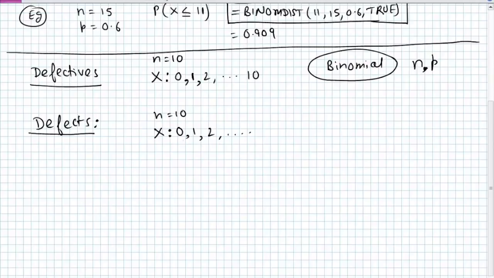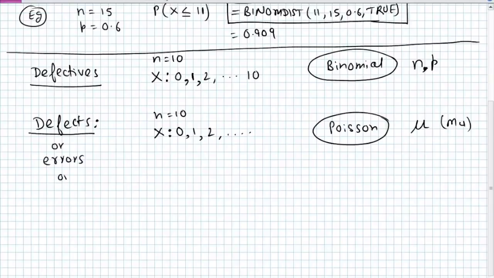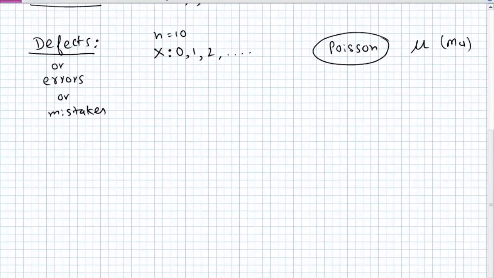So when you have this type of situation where you are looking at defects and not defectives, this can be modeled using Poisson distribution. And Poisson distribution has only one parameter, which is mu. So this mu is actually some type of average. I'll explain that. Now defects is just one example. You can have situations where you may be looking at errors, like mistakes in filling a purchase order form and so on. So all those situations can be modeled using Poisson distribution.